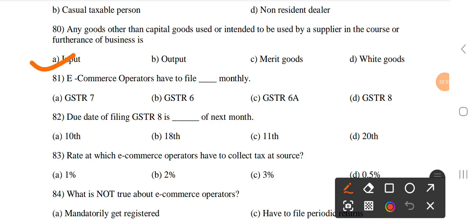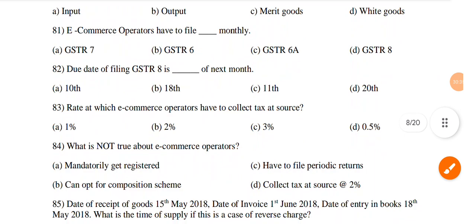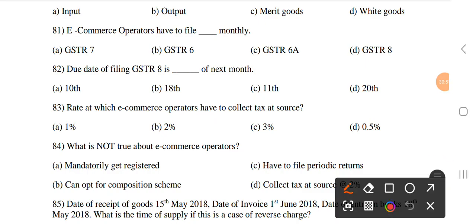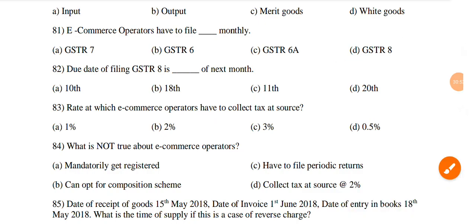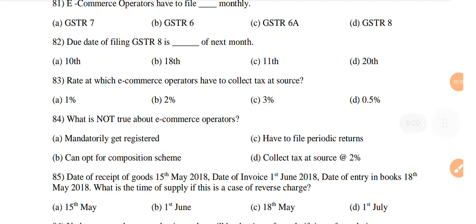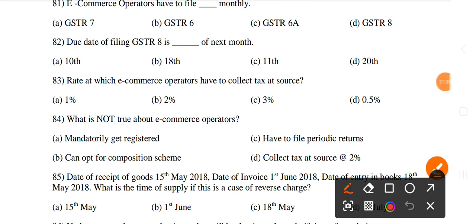Next question. E-commerce operators have to file dash monthly. Option A, GSTR-7, B, GSTR-6, C, GSTR-6A, and D, GSTR-8. The correct option is D, GSTR-8. Next question. Due date of filing GSTR-8 is dash of next month. Option A 10th, option B 18th, option C 11th, and option D 20th. The correct option is A, 10th.